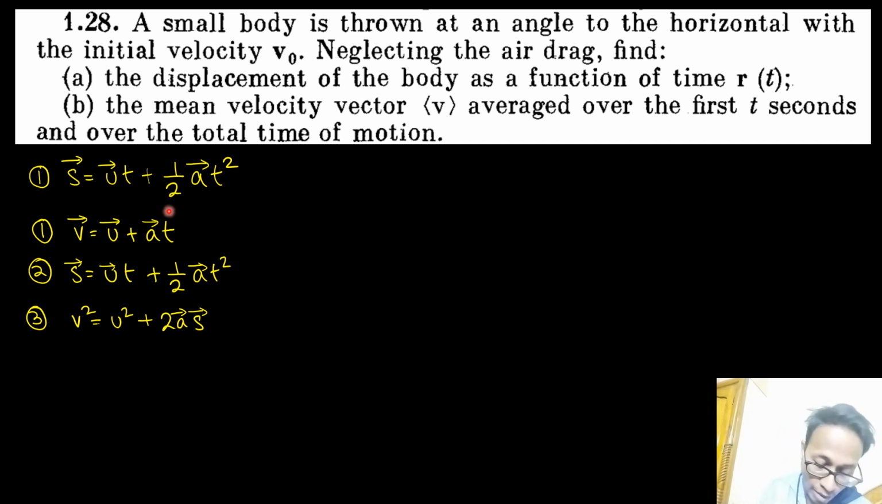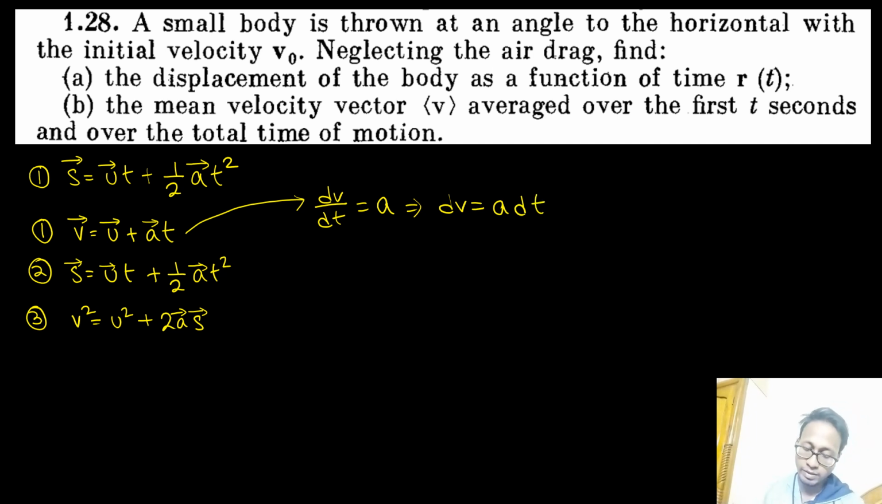But how are these equations derived? Let's check out from the fundamental principles. So can I say for this one, dv by dt is equals to, what is dv by dt? Acceleration. Or dv is equals to a dt. What is a? A is nothing but the acceleration.